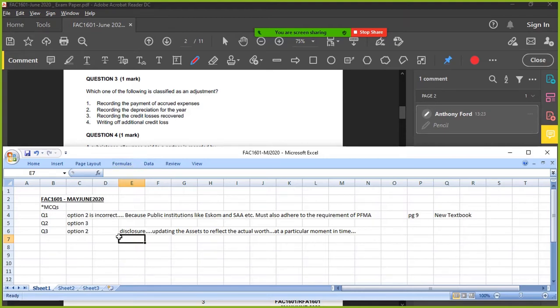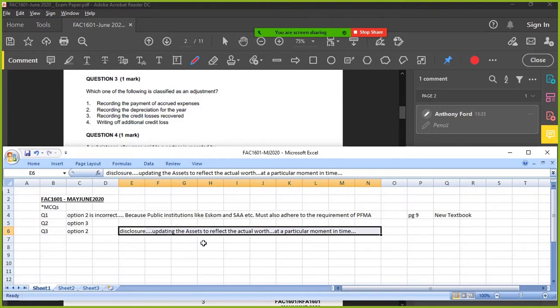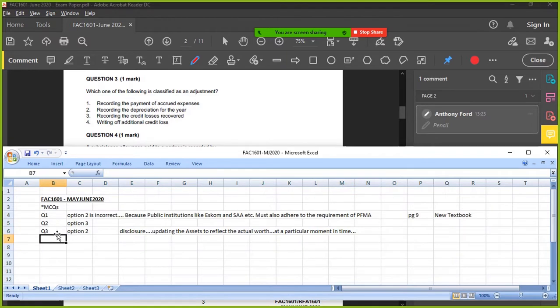Okay. Yeah, it's definitely 2. It's 2 because depreciation is a year-end adjustment. You're updating it, yeah. Okay, I know it's correct. It has to be correct. Okay, you can probably find something in your textbook. If not, you can look at other books. Let me see if I can.